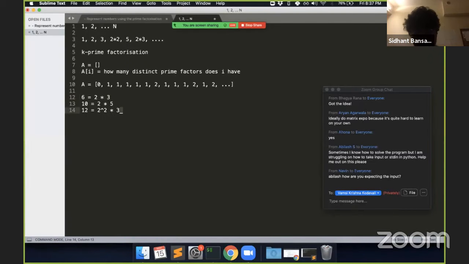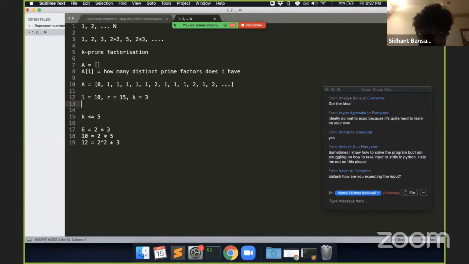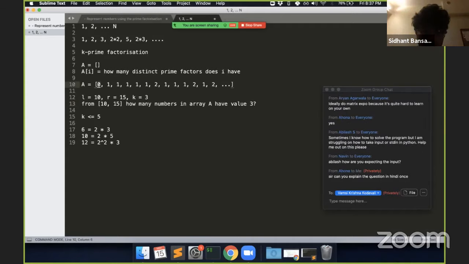So, once we have the A array, we know that k is less than or equal to 5, right? In this question. Because k is at most 5, what you can do is, now you have this A array, which is how many distinct prime factors i has. Now let's say someone asks you that L is 10, R is 15, and K is 3. What this means is that from 10 to 15, how many numbers in array A have value 3? Right? That's the question. If in the original question your L was 10 and your R was 15, then the question basically becomes this in your array A.